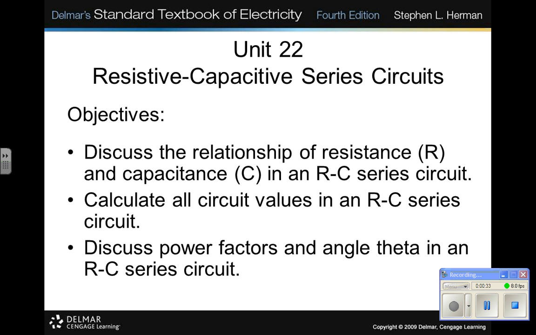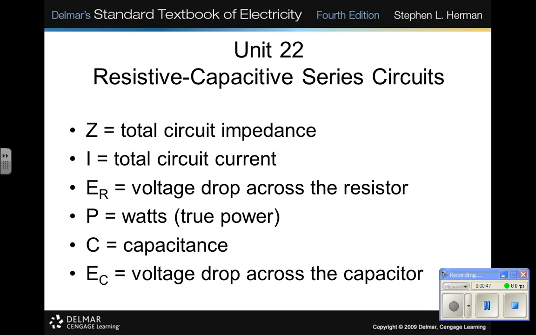Okay, we're going to discuss the relationship of resistance and capacitance in RC series circuits. We're going to calculate all circuit values. And we're going to discuss power factors and angle theta in an RC series circuit.